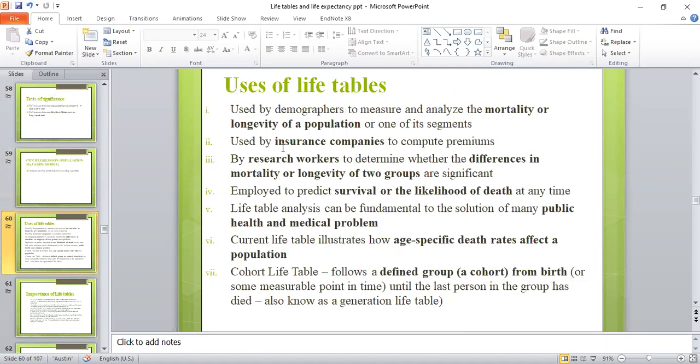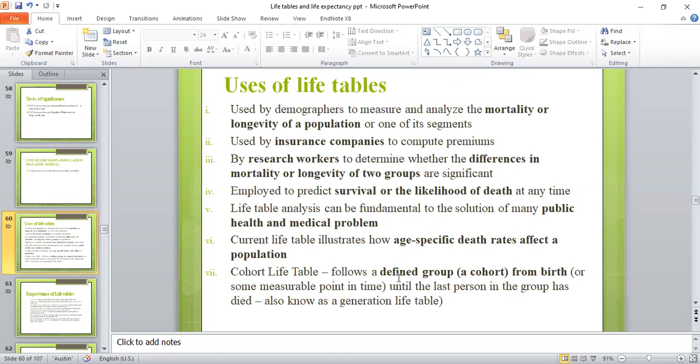Uses of life table. It is used by demographers to measure and analyze the mortality or longevity of a population or one of its segments. It is also used by insurance companies to compute premiums, and by research workers to determine whether the difference in mortality or longevity of two groups is significant. It is also used to predict survival or likelihood of death, by public health and medical problems, and to illustrate how a specific death rate affects a population.